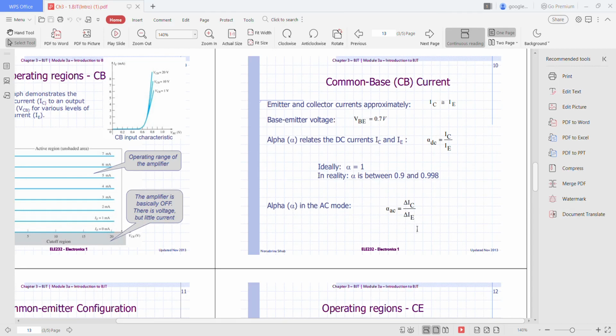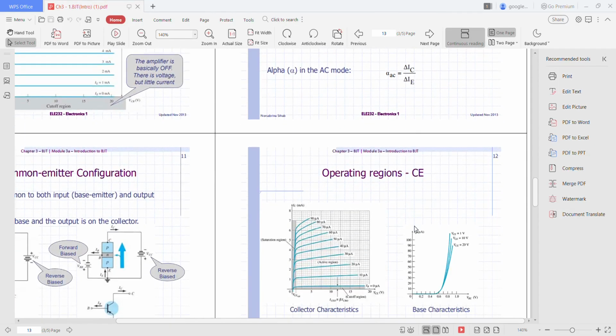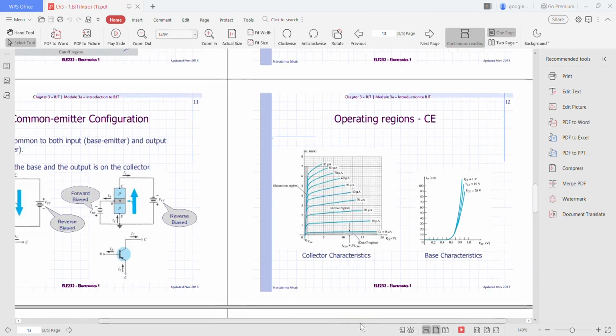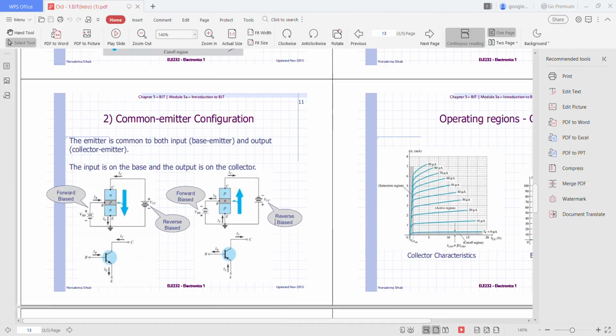So we go on to the next slide. Okay, now we go on to the common emitter configuration. As you can see here, for the common emitter configuration, the emitter is grounded.